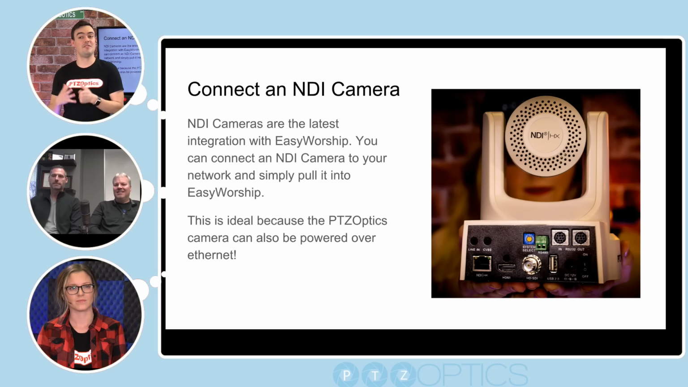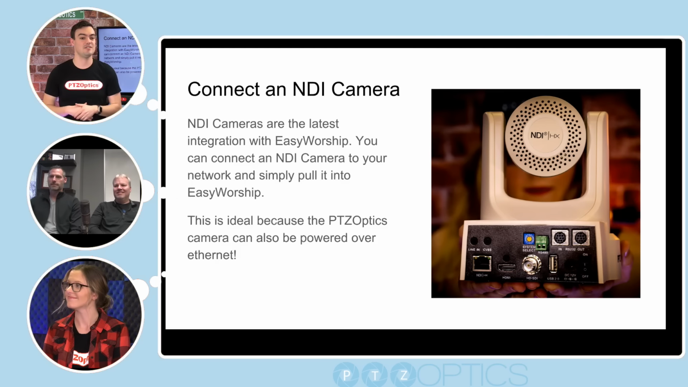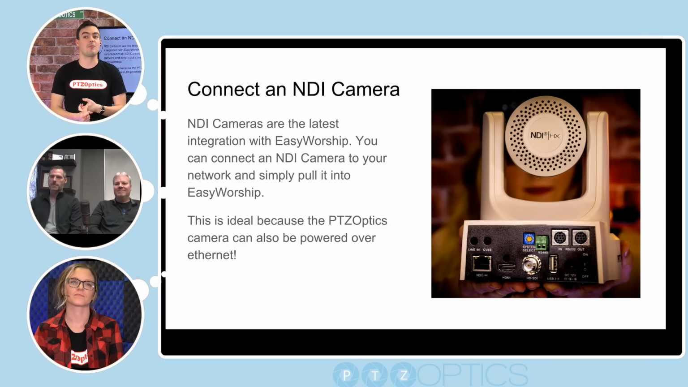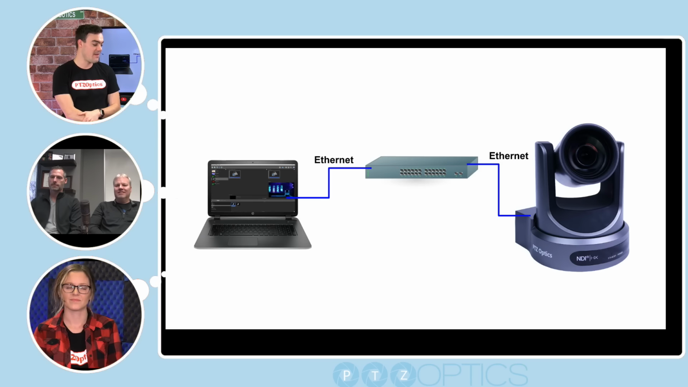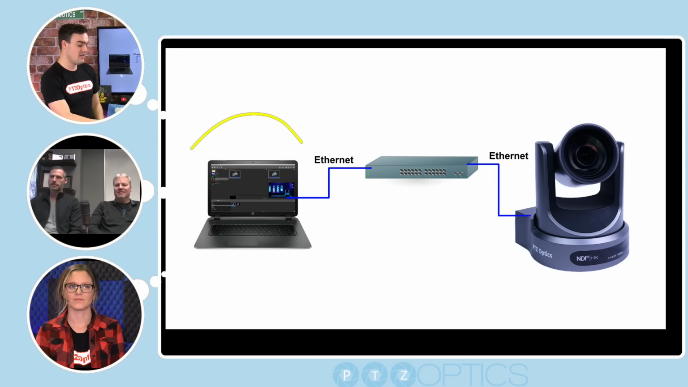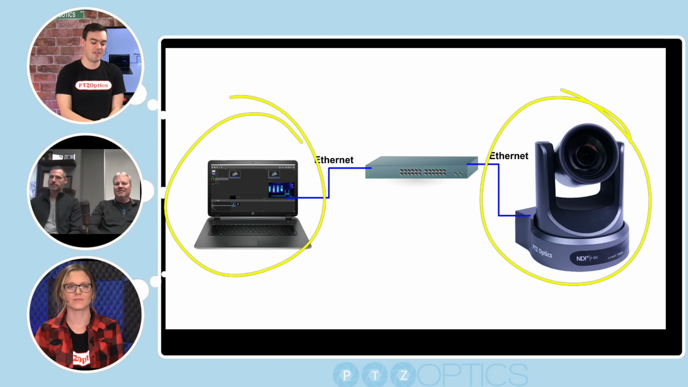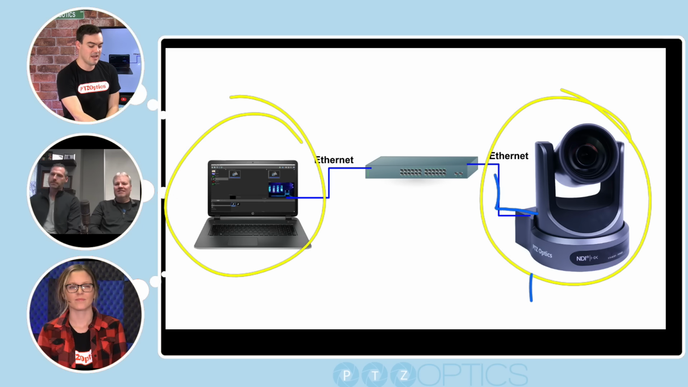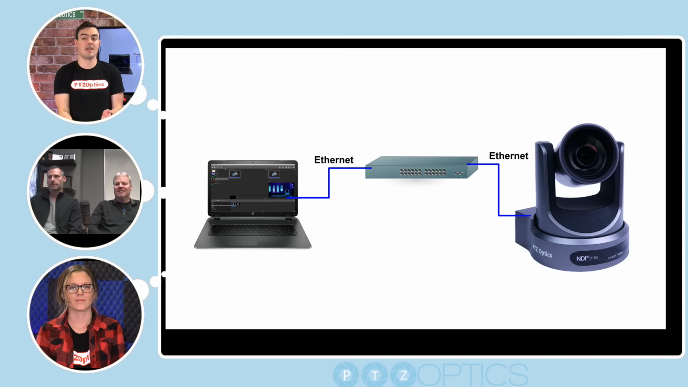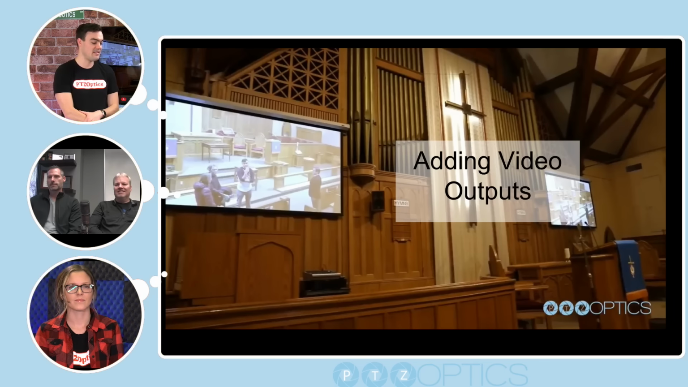Finally, definitely the most advanced and perhaps the easiest to use is NDI. That's a new technology that uses an Ethernet cable to connect to the camera, and you can provide one Ethernet cable to your camera to provide power, camera control, and video directly into EasyWorship. So it's really a game changer, and I just want to show how easy this is. Here's our laptop with EasyWorship. Here's our PTZOptics camera via NDI, and they're just connected via a single Ethernet cable. So it's cheaper than SDI cable, more affordable, and it just makes things a lot easier.